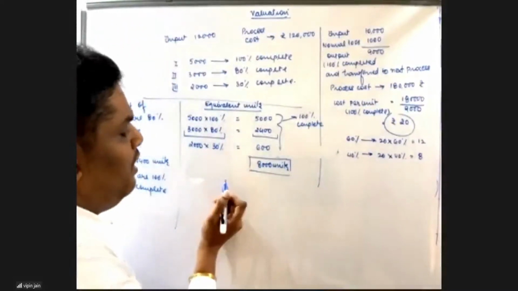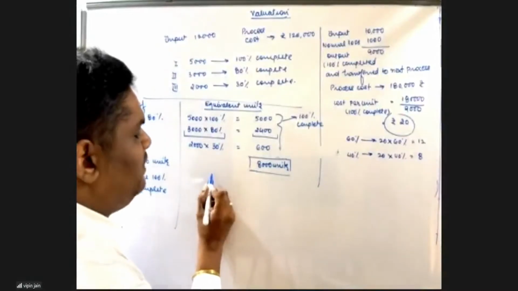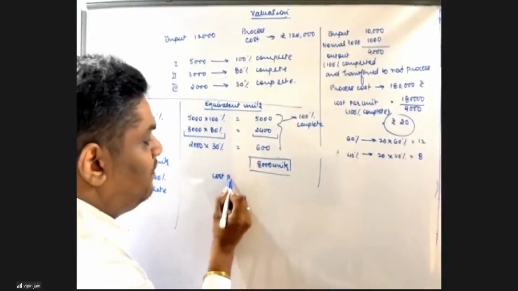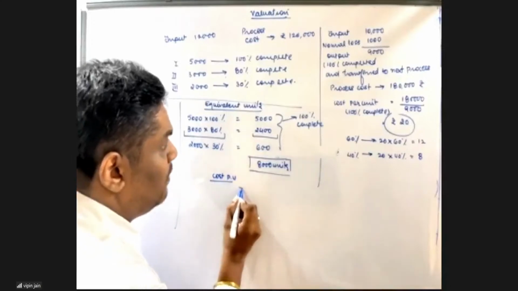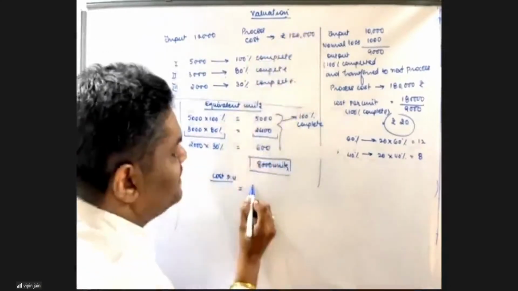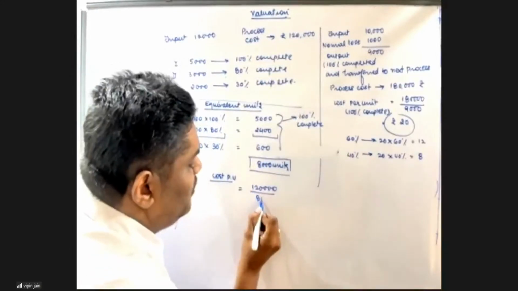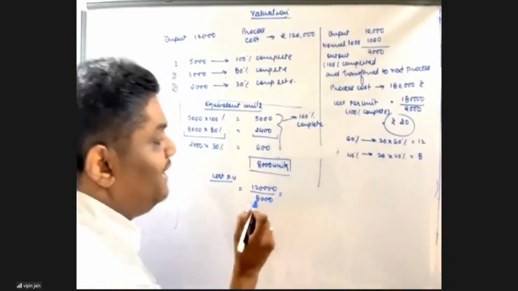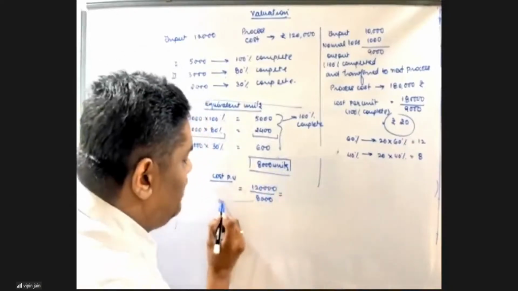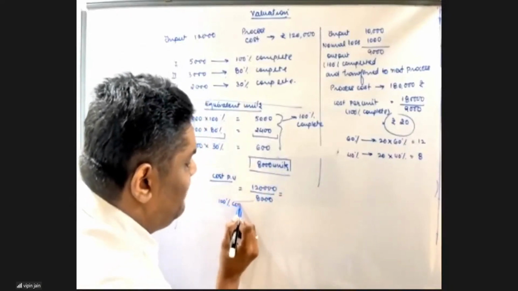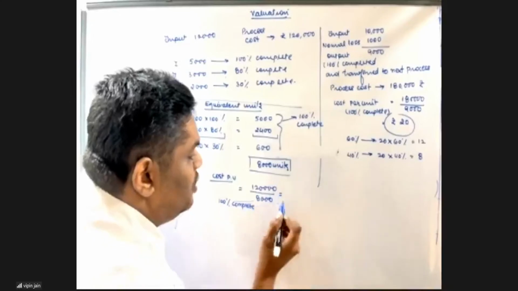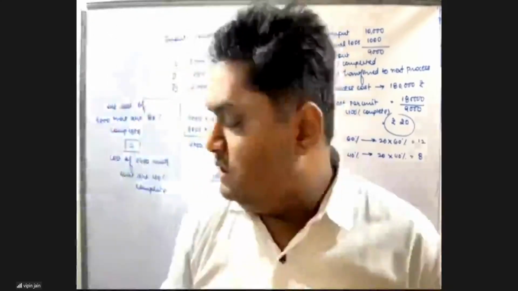So herein, now we can easily calculate the cost per unit. Very simple, guys. My total cost of the process is how much? 1,20,000. My equivalent number of units is 8,000 that are 100% complete. So my cost per unit will be how much?